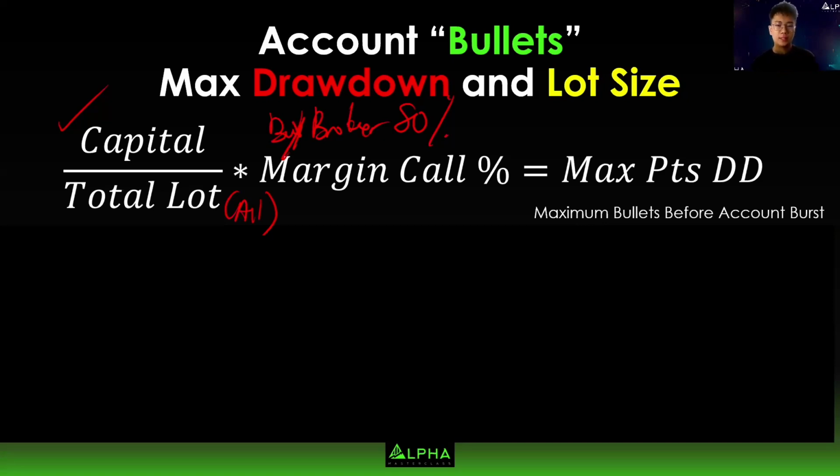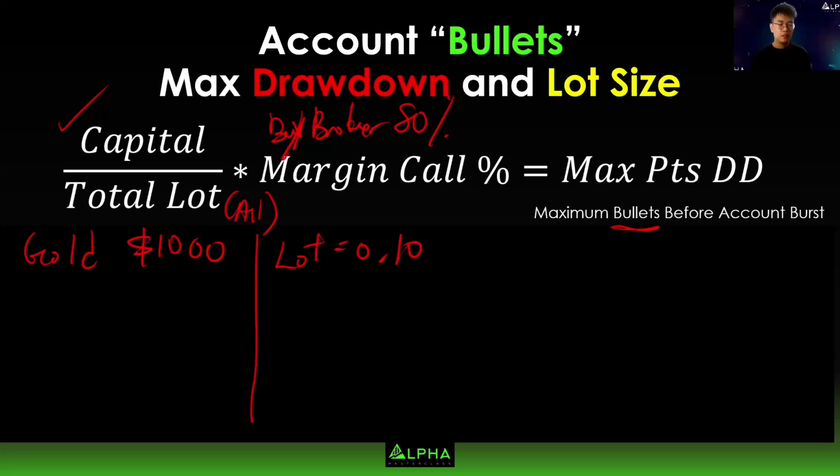Max point drawdown refers to the maximum distance of price movement that you can absorb before you lose all of your money. So that's the number of bullets that you have. Let's give a scenario. Today you are trading Gold Market, and you have put in about $1,000 to trade. Let's say the total lot size that you have opened is 0.1 lot, which could be a combination of 0.05 and 0.05.